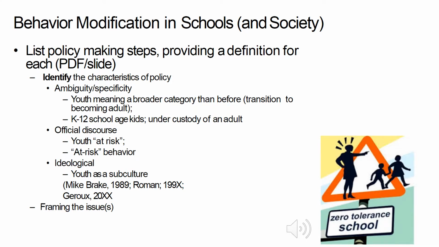So in this instance, your aim is to discuss some steps, providing a definition for each. This can get a little tricky, but let's go over some of the steps. So you're identifying the characteristics of policy. This is right from our first module. Looking at ambiguity, specificity, official discourse, such as youth at risk. That's official discourse. It has to do with referring to youth.